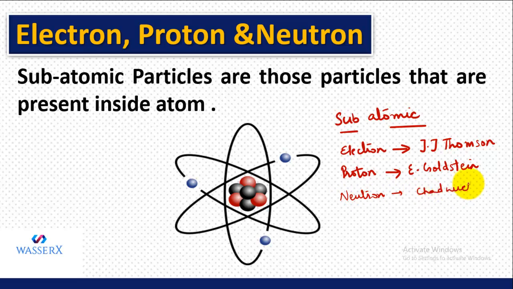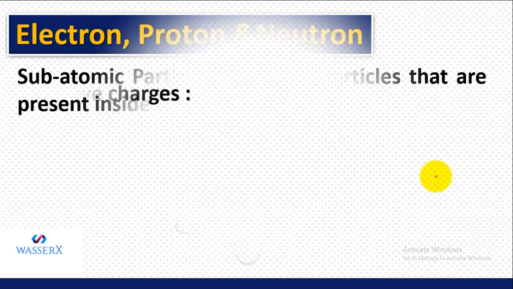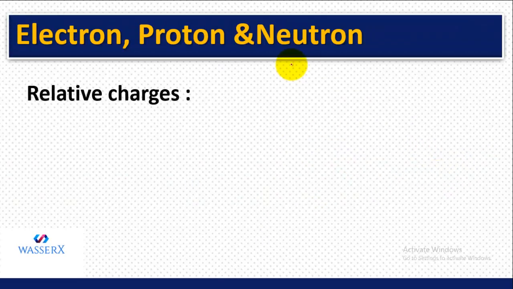So they were the young scientists who actually discovered the subatomic particles, that is electron, proton and neutrons, and concluded that these particles form the atom. So I think you got it, that subatomic particles are the particles which form atom, or you can say which are present inside the atom. And they are electron, proton and neutron, and they are their discoverers. So now let's study the charge on electron, proton and neutron.